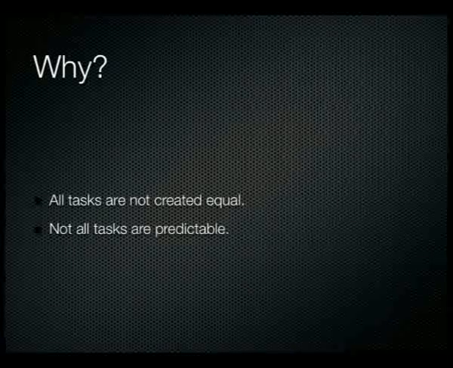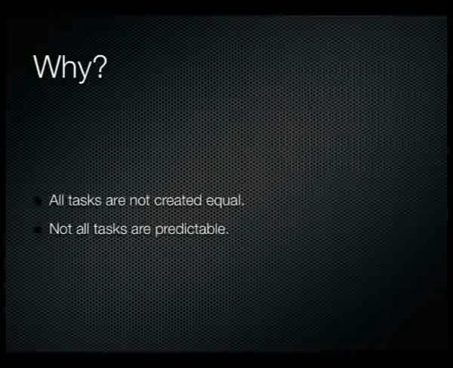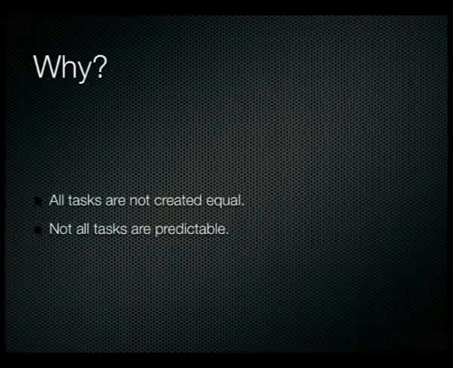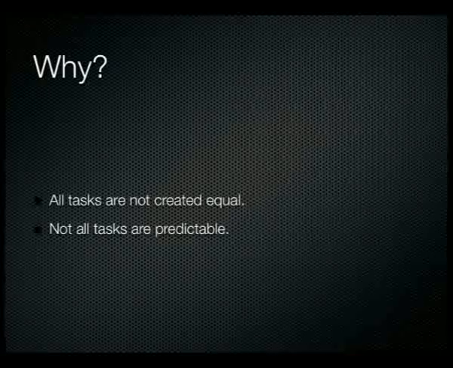And the other reason is that not all tasks are predictable. If you have an external event that you're waiting for, and you don't know when it's going to happen, it's always best to make it an interrupt-based mechanism, because then you don't have to waste CPU cycles waiting for it. You simply do whatever you have to do, and then when it eventually makes itself ready and happens, then you can go off and service it.